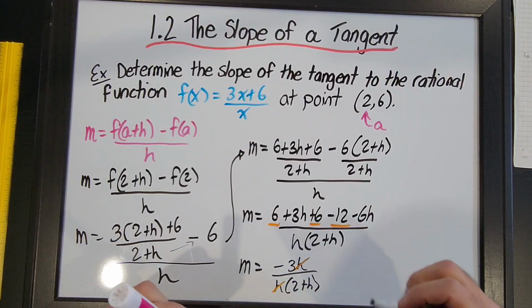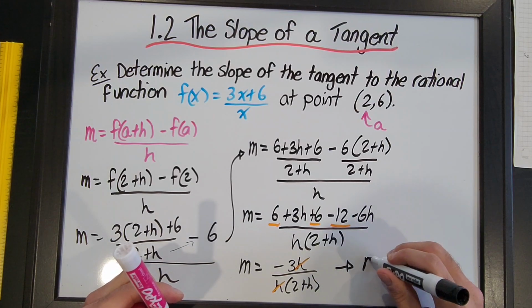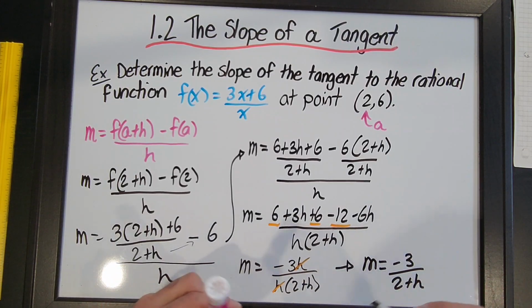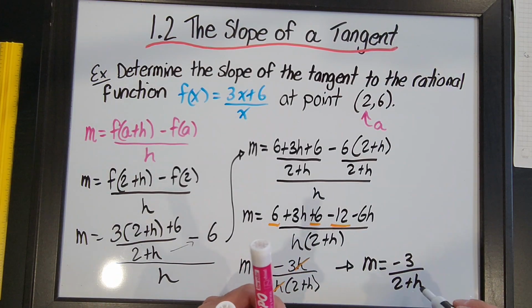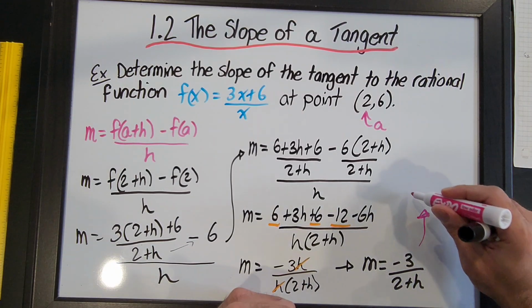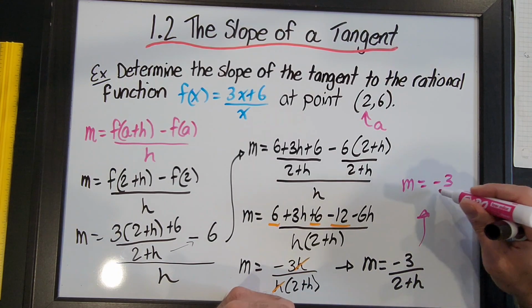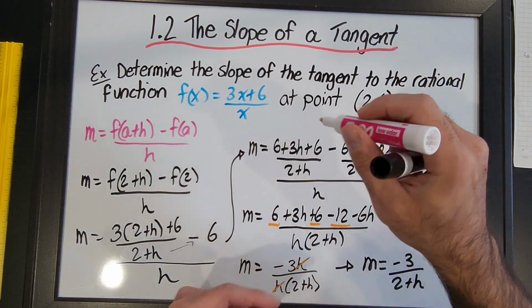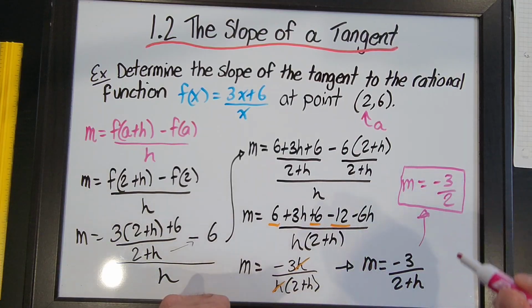Not really an answer. You know what? I'll keep going. M is negative 3 over 2 plus h. Now I can actually plug in 0 into h, and it's obvious that when I plug in 0 into h, I get m is negative 3 over 2. So the slope of the tangent at that point on this graph is negative 3 over 2.